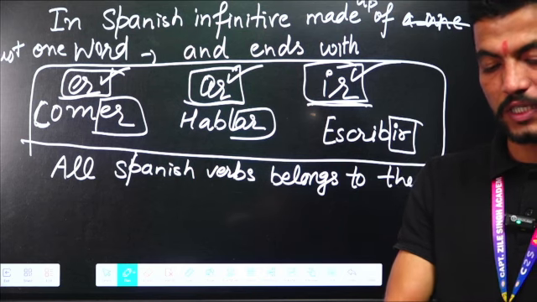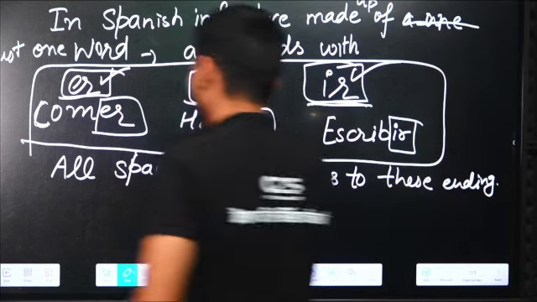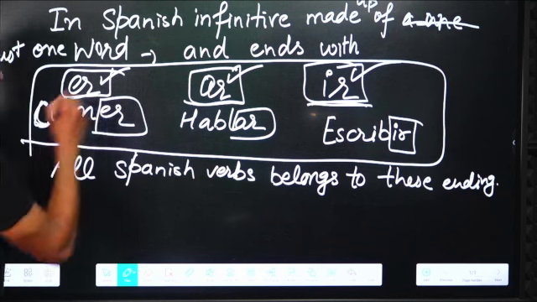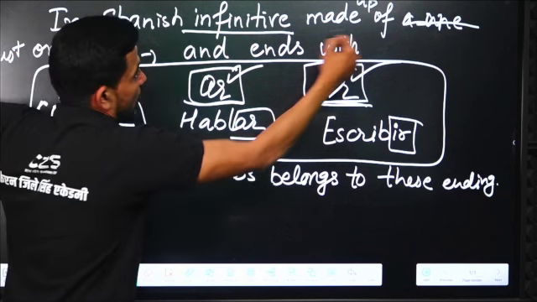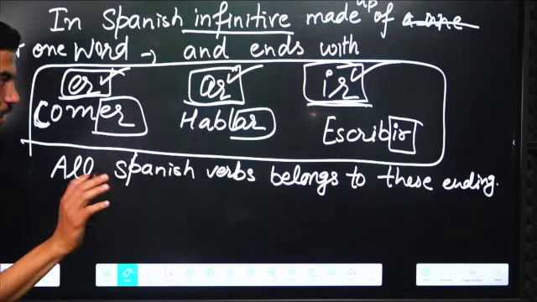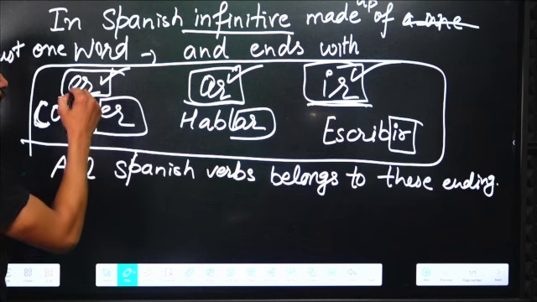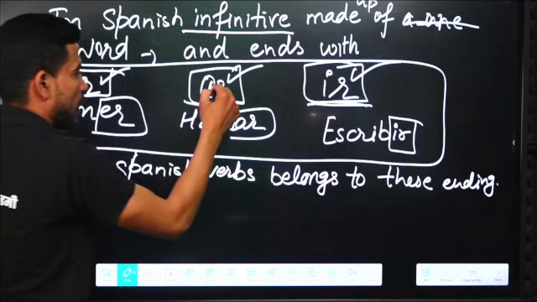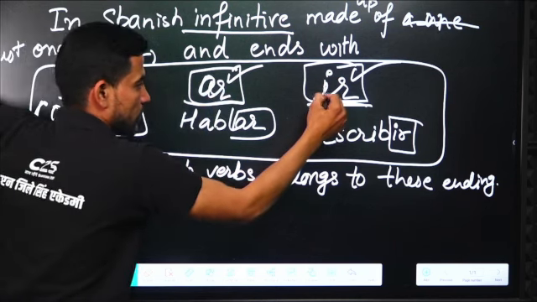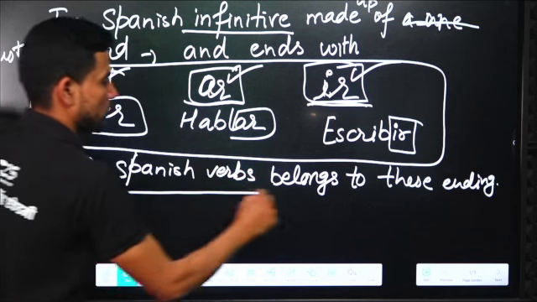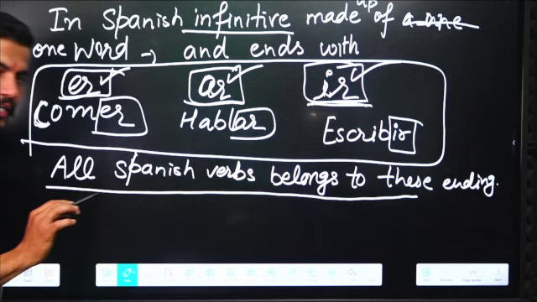And one more thing I told you is that the infinitive is made up of just one word, and it will end with either ER, AR, or IR. So all Spanish verbs belong to these endings.